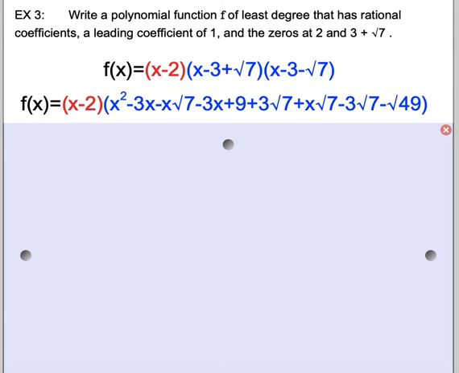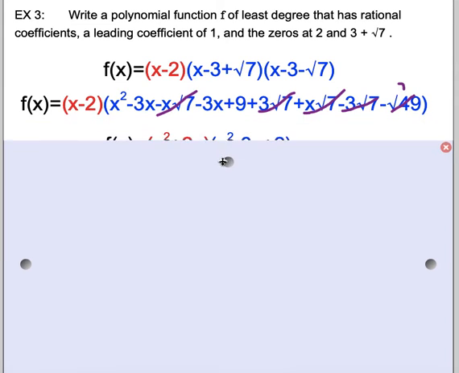Now, at this point, there are a lot of things that will cancel out. So I'm going to start canceling some stuff out. Well, I see these two inverses, so those go away. I see these two inverses, so that goes away. I know the square root of 49 is plain old 7. So now what do I have to work with? I have x squared, negative 3x and negative 3x make negative 6x. And then I have 9 minus 7, which is 2.